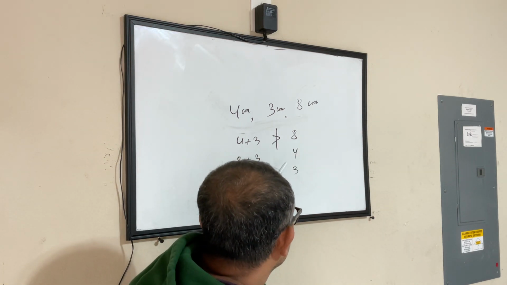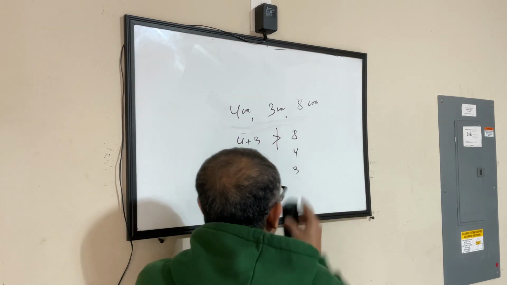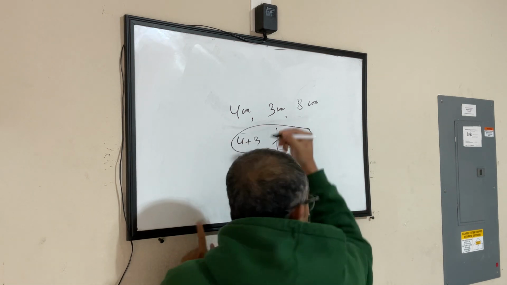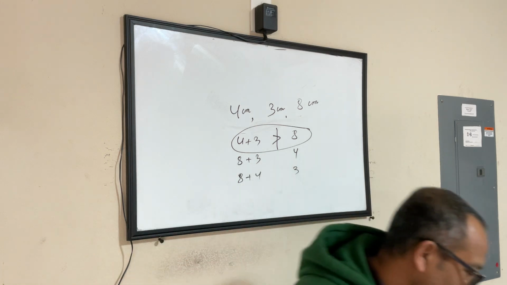8 plus 3 is greater than 4. This is a valid scenario. This is also a valid scenario, but this one killed your chances of winning $1 million. Okay? Again, let me not talk about money. Money is a very bad thing.